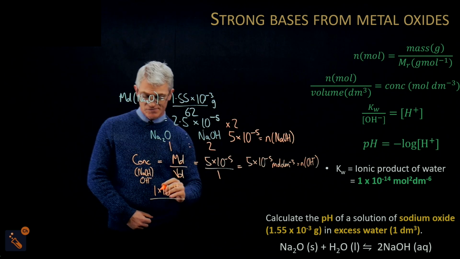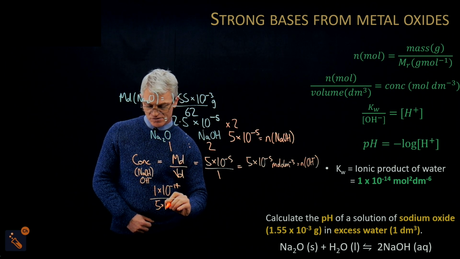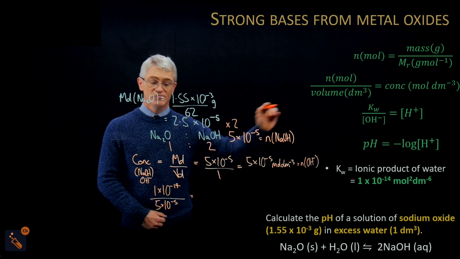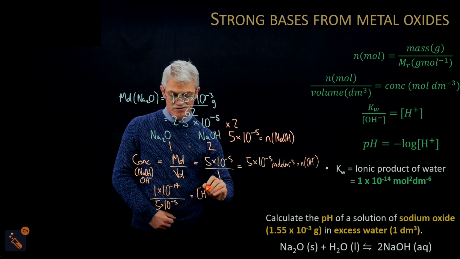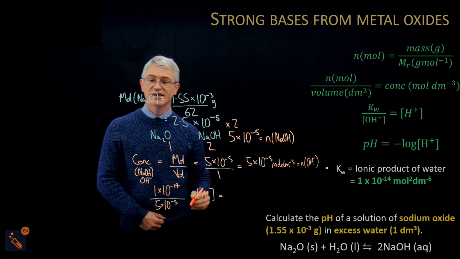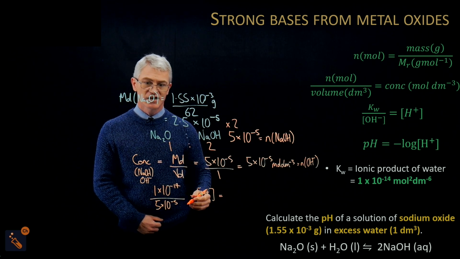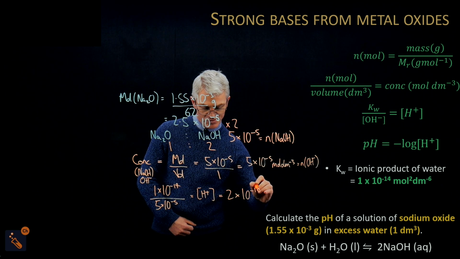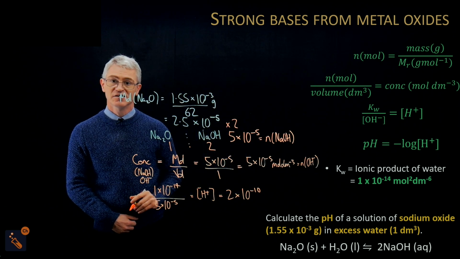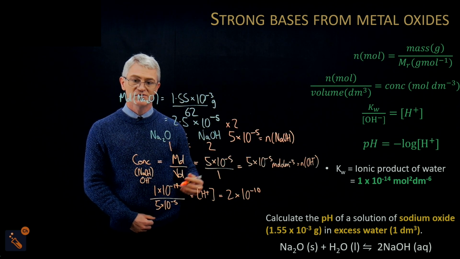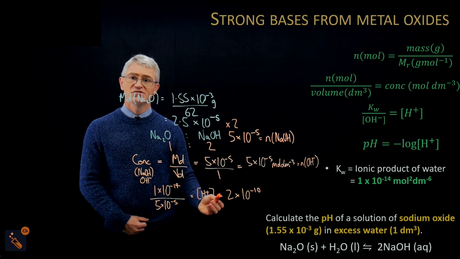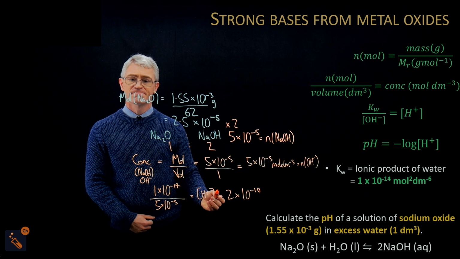The OH minus is 5 times 10 to the minus 5, which will then, remember, equal your H plus, which if we put it in a calculator, hopefully, will be 2 times 10 to the minus 10. Remember, keep the number in your calculator. Make sure you keep that number in your calculator. So we've got that as 2 times 10 to the minus 10.